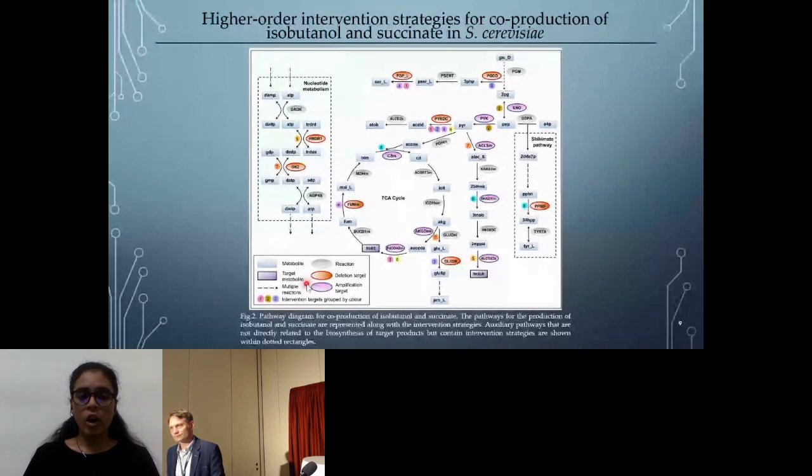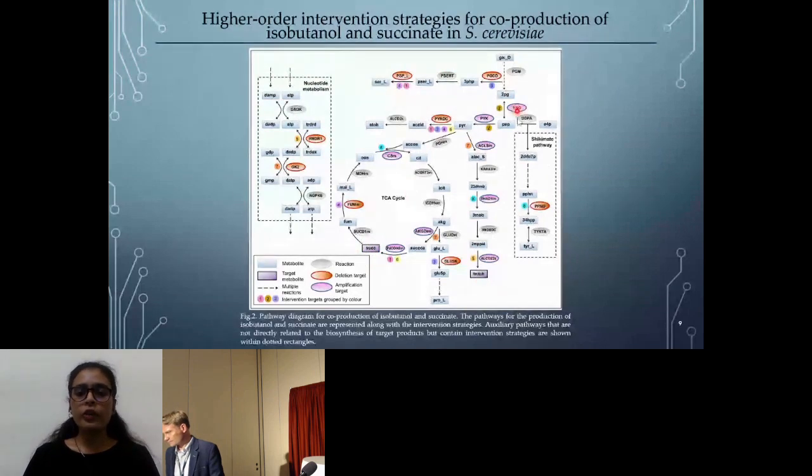Here I have ordered them according to the number given here. So for example, you can see that the red ones are knockout targets and the pink and blue ones are the amplification targets. And this is actually a snapshot of the glycolysis and TCA cycle in S. cerevisiae. Here you can see the products succinate and isobutanol.